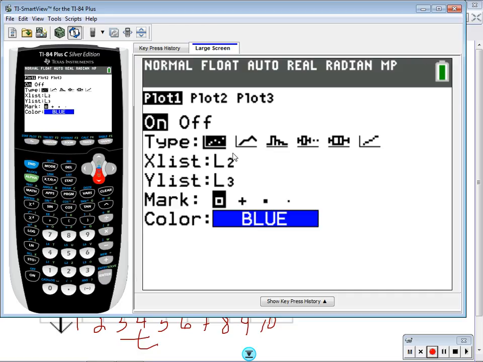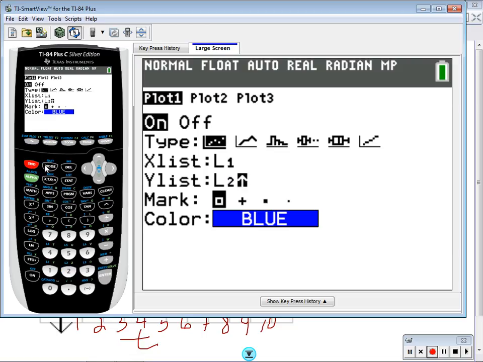Where you have your x and y values, notice we put our x values in L1 here, so I want to push second 1 for L1. And for the y values, they're in the L2 column, so I want to push second 2 for L2. So that's the second thing you have to do to make a scatter plot. You have to tell the calculator what type of graph you want it to make.